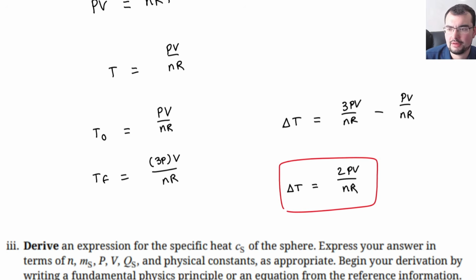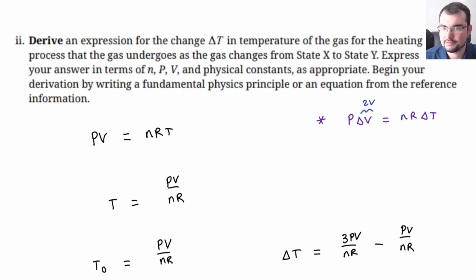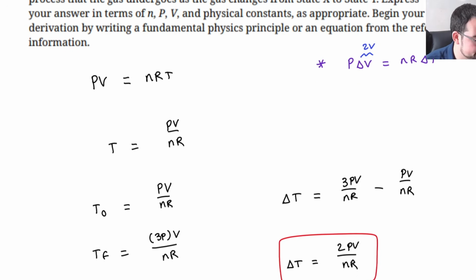Now, I do know that there's a much easier solution, like a one-liner. Since P is constant, you could have just said P delta V equals nR delta T, with delta V being 2V, and solve. That totally works. I don't know if that was the most obvious thing you could do, though.